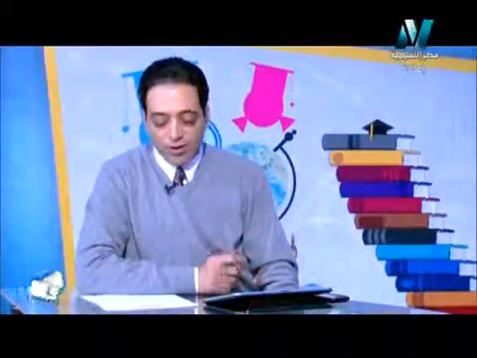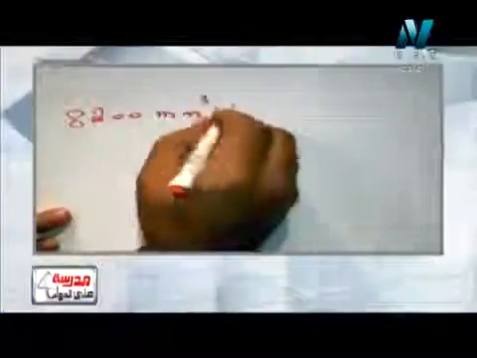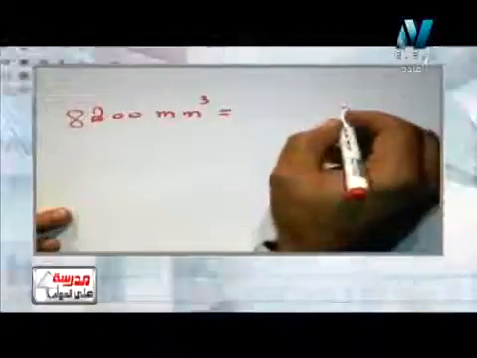You have to know the relation between decimeter cube and centimeter cube. When we convert from decimeter cube to centimeter cube, we have to multiply by 1000. So 120 decimeter cube equals 120,000 centimeter cube. Another one says 8,200 millimeter cube, to convert them to centimeter cube.